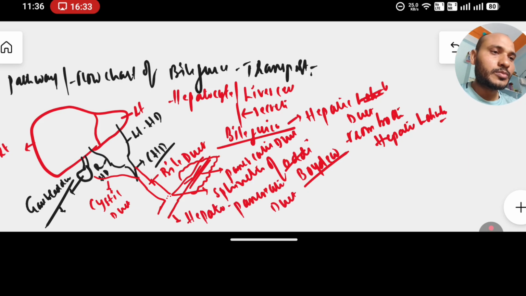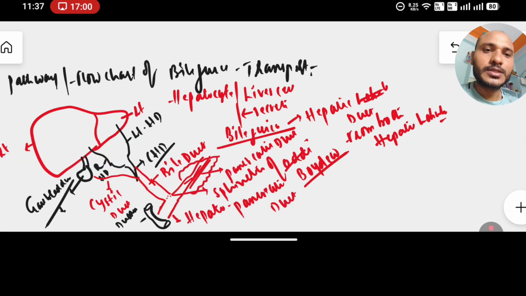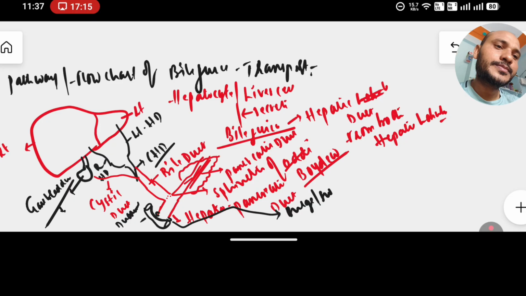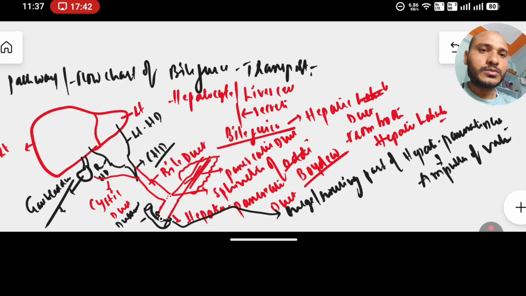Then this hepatopancreatic duct opens into a part of the small intestine, the duodenum. Before it opens into the duodenum, there is a bulge in the hepatopancreatic duct. This bulge, or swelling, is called the ampulla of Vater. Only then does the hepatopancreatic duct open into the duodenum. In the region where it opens into the duodenum, we have one more sphincter, called the sphincter of Oddi.